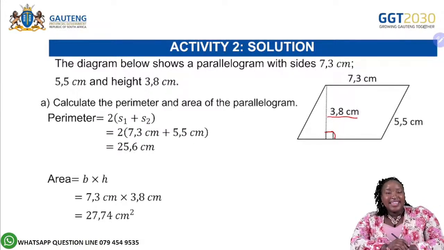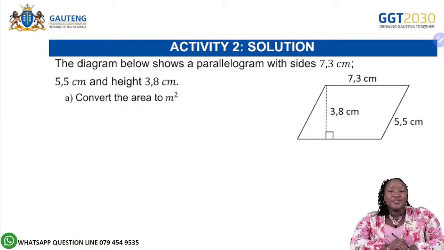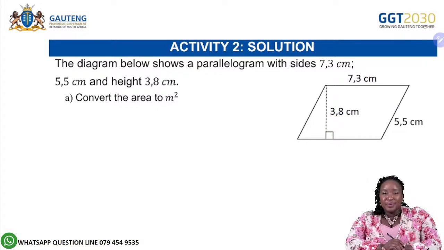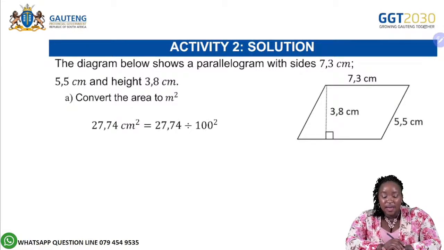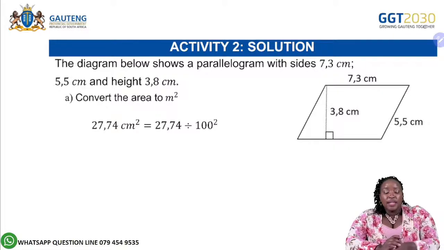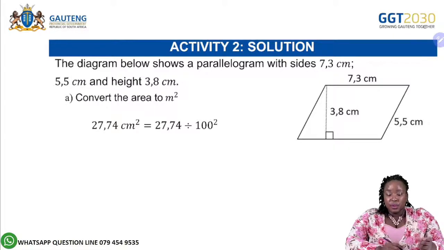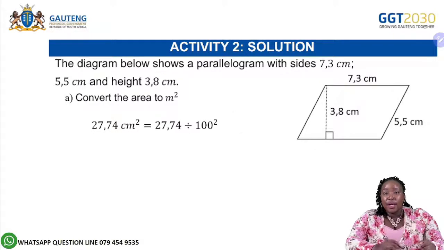Okay, let's look at the next question. You had to convert the area to meters squared. So the area was in centimeters squared. Now remember, when we convert from a smaller unit to a larger unit, we divide, right? And I said we divide by 10 squared or divide by 100, right? So here the centimeters are already squared and we are converting to meters squared. So we are squaring the 100 as well.